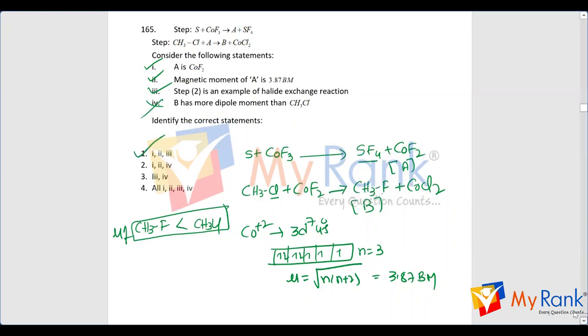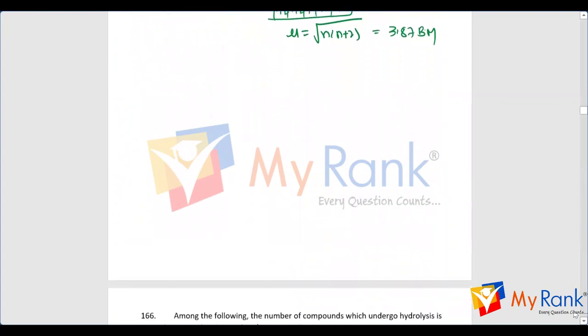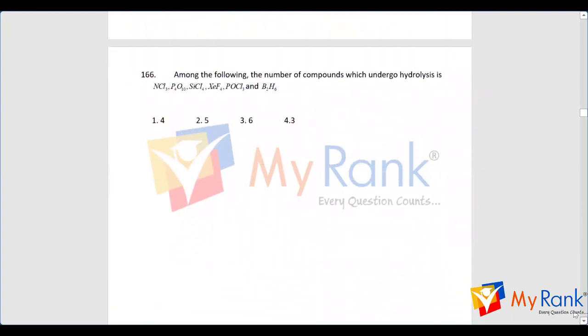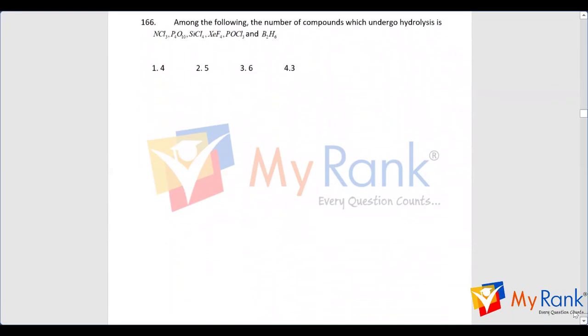Question number 166. Among the following, the number of compounds which undergo hydrolysis is. The first one, how many compounds can undergo hydrolysis? NCl3, you know very well, it can undergo hydrolysis. I don't write the balanced equations here. NCl3 when reacted with simply H2O gives NH3 plus HCl.